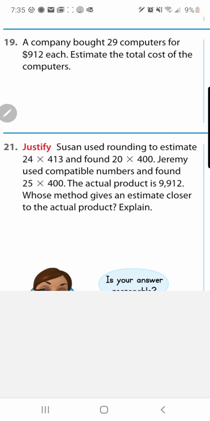21, it says Susan used rounding to estimate 24 times 413 and found 20 times 400.